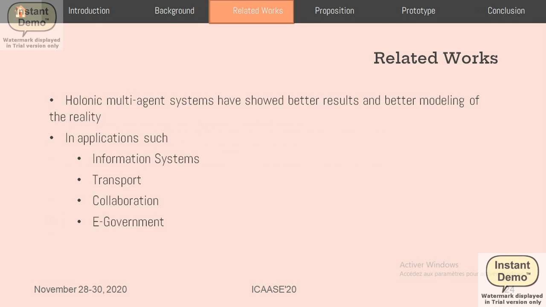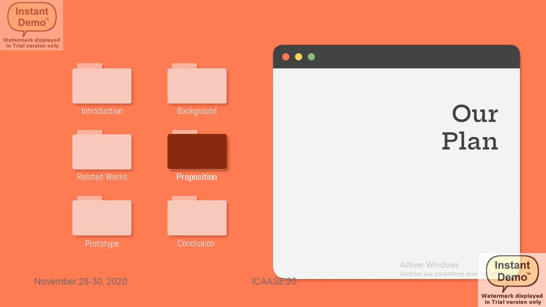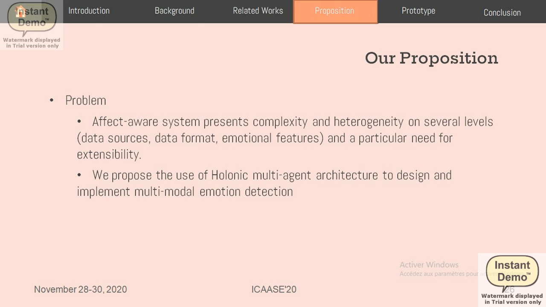Holonic multi-agent systems showed better results and better modeling of the reality, and they are used in information systems, transportation systems, collaborative systems, and e-government. These characteristics are the foundation of our proposition. Our problem is the complexity and heterogeneity in multi-modal emotion recognition, and we propose the use of Holonic multi-agent architecture to support this complexity.